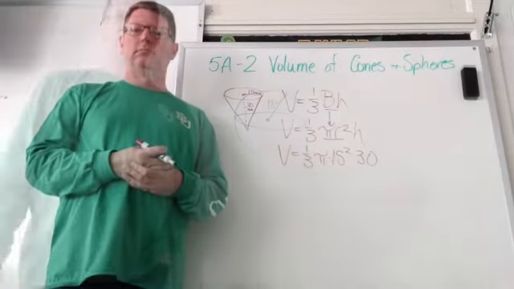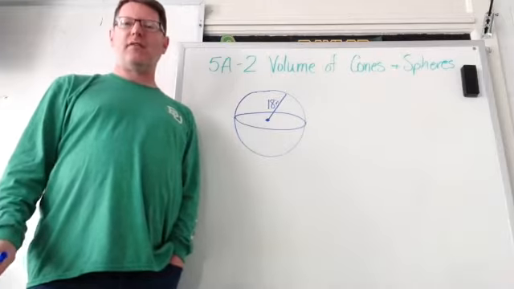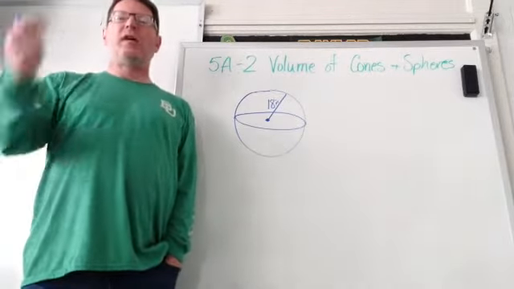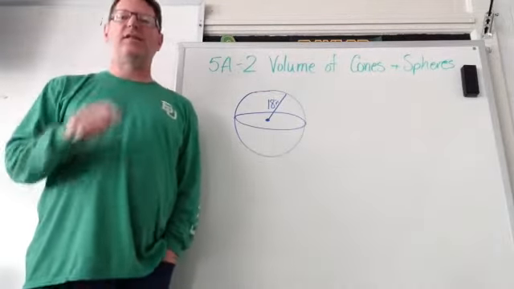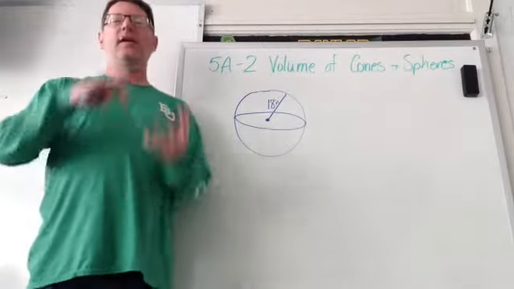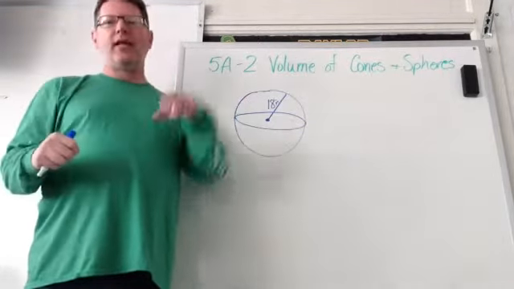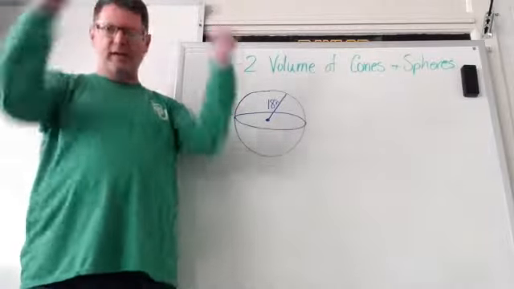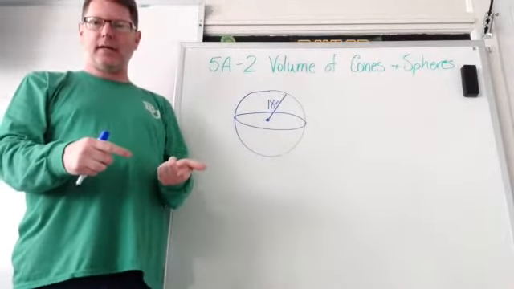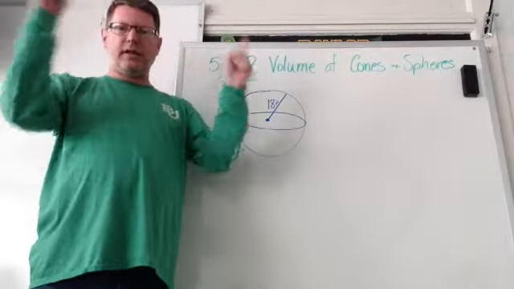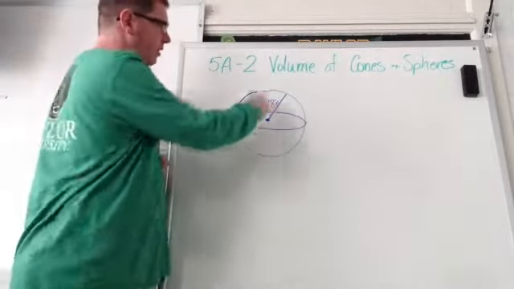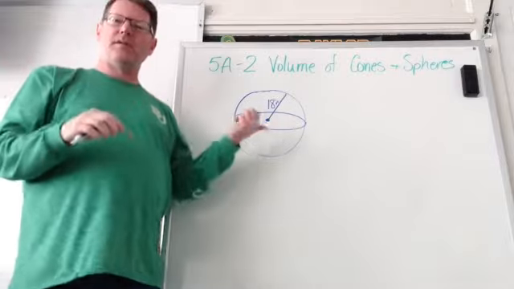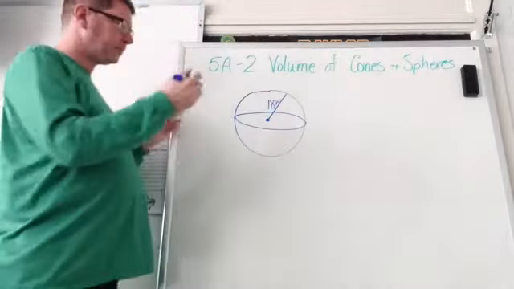There's more. The next shape we're going to look at the volume of is a sphere. You might remember a sphere is shaped like a ball. It's round all the way around, and the distance from the center to any point on the surface on the outside is the radius. It might be drawn like this, with the radius running over to the side.